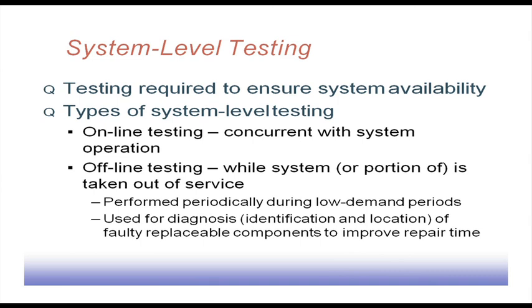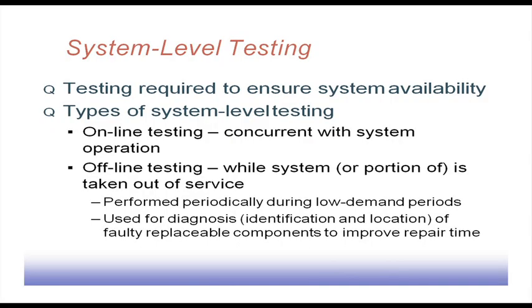At the system level, testing is required to ensure that the system is available. Now there are types of system level testing, like online testing and offline testing. Online testing is when the system is operating, and simultaneously we are doing the testing. We capture some data from the system operation and try to analyze and see whether the system is working correctly or not. So that is online testing.